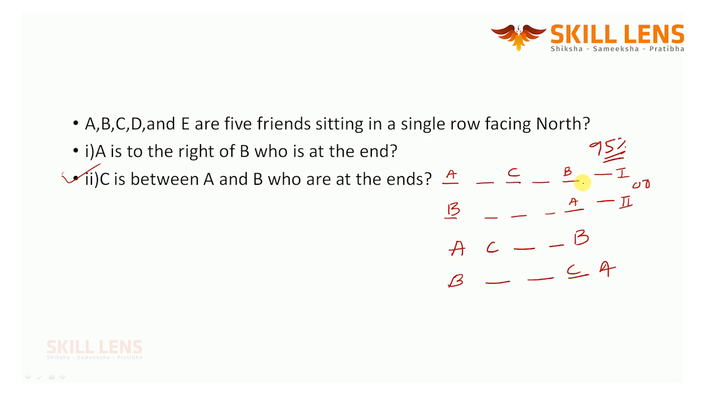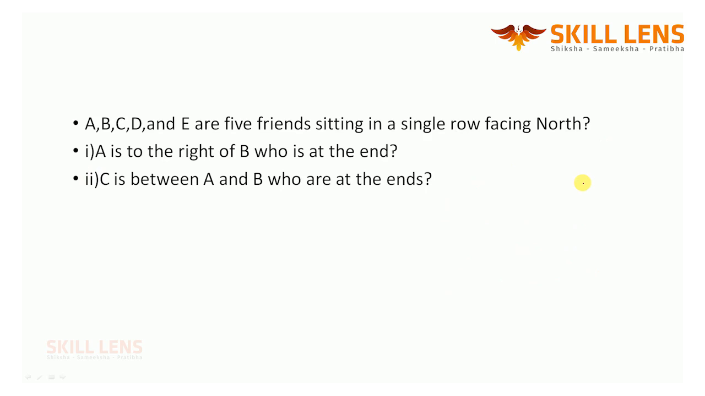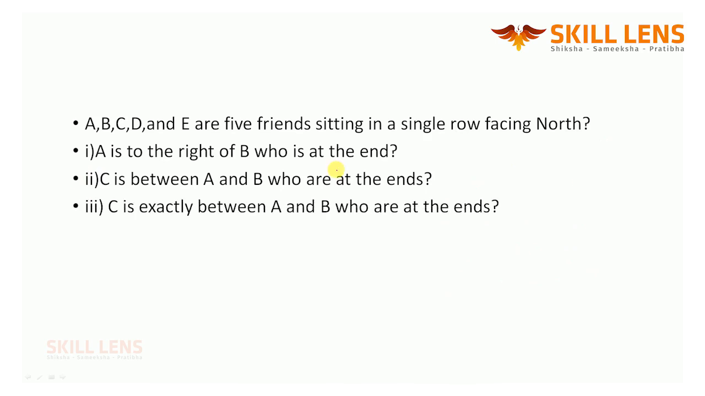In the exam, in the actual question, they'll give the other persons' positions as well. Then with them, I can decide where I have to place whom. Okay, if this is the condition, C is exactly between A and B who are at the ends, now you will get fewer possibilities. 1, 2, 3, 4, 5. So I can place A here or B here. If A is placed here, it has to be B. If B is placed here, it has to be A.